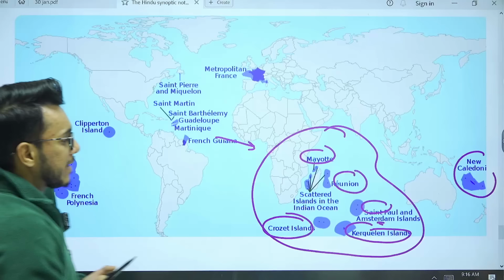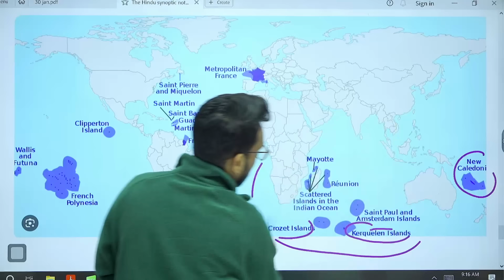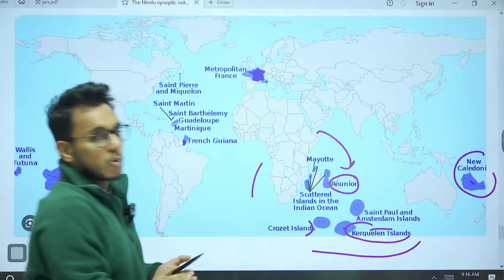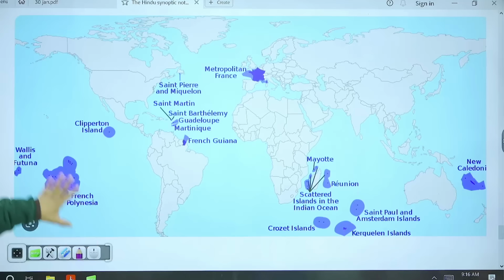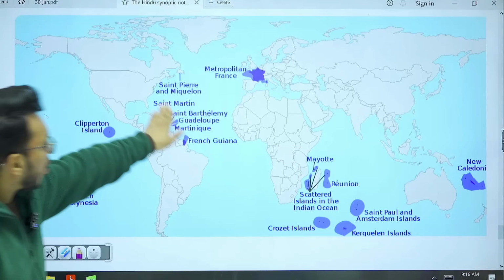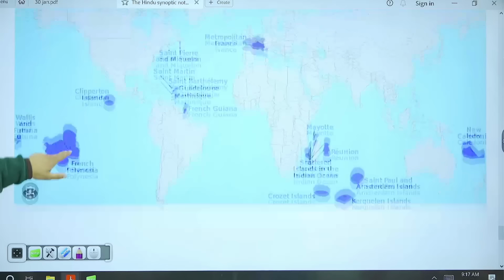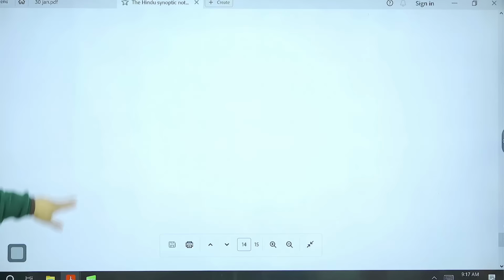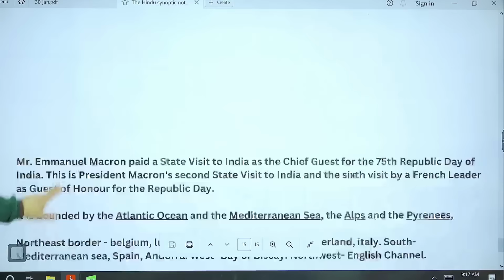And guys, when we talk about Reunion Island, France has specifically allowed India to station their aircraft in Reunion Island. Then French Polynesia, Clipperton Island, and all these territories we have here, in the Atlantic. Fine, Clipperton is in the Pacific. Now, these are all the important aspects of France.